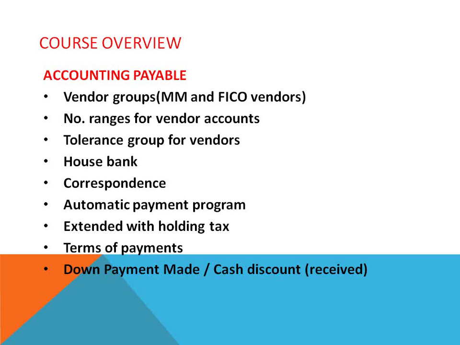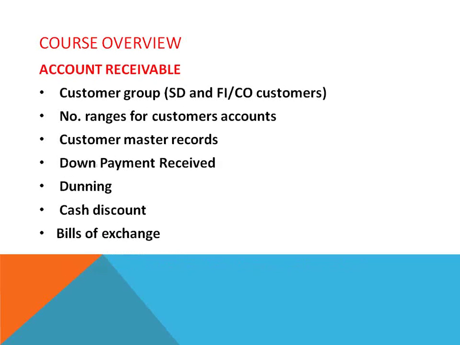In accounts payable: vendor groups, MM and FICO vendors, number range for vendor accounts, tolerance group for vendors, house bank, correspondence, automatic payment program, extended withholding tax, terms of payment, down payment made, cash discount received. All this information we'll basically deal with in AP. And then after that we have accounts receivable: customer group, SD and FICO customers, number ranges for customer accounts, customer master records, down payment received, dunning, cash discount, bill of exchange.